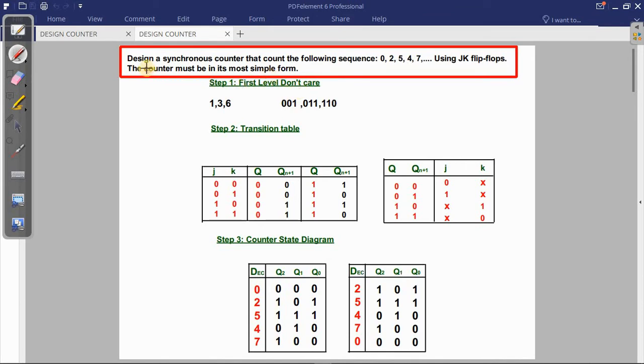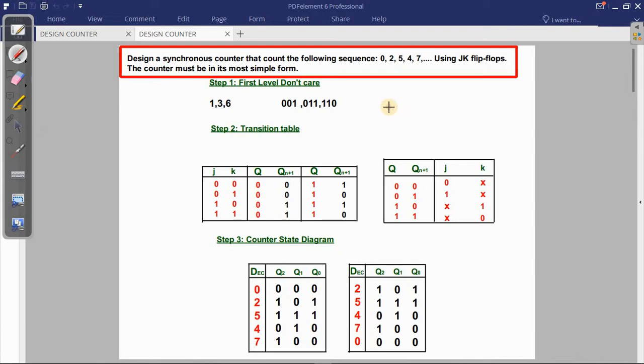So guys, the question is: design a synchronous counter that can count the following sequence 0, 2, 5, 4, 7 using the JK flip-flop. The counter must be in the most simple form. You can see in this question they give us the sequence 0, 2, 5, 4, 7. So we must first find the don't care. Remember last time I said don't care are the digits that are missing on this side. So we must know first, is it 2-bit, 3-bit or 4-bit.